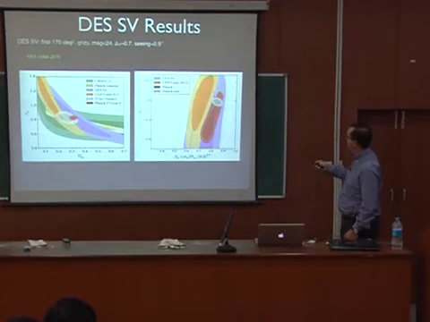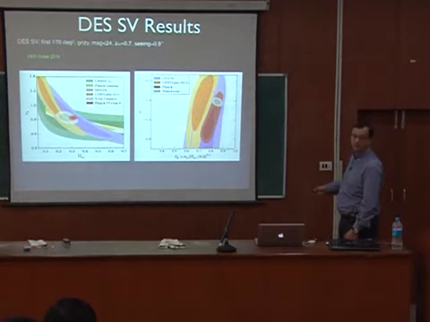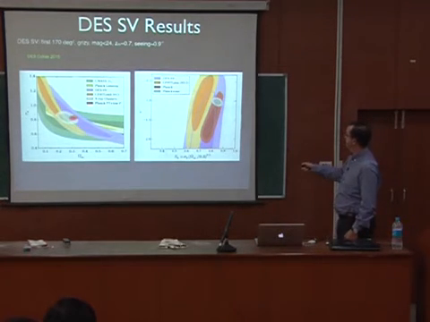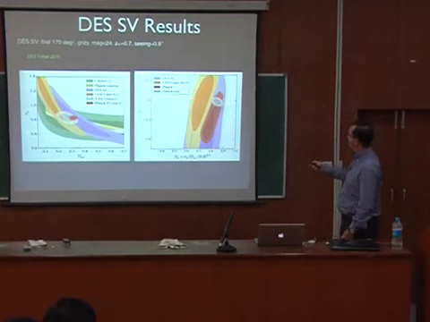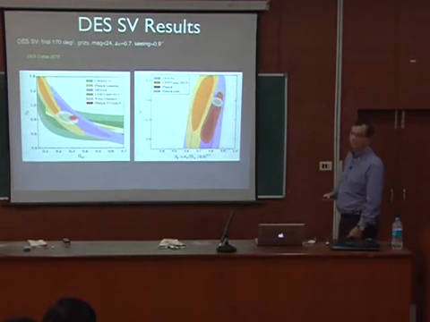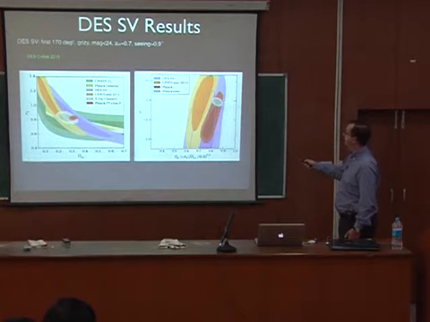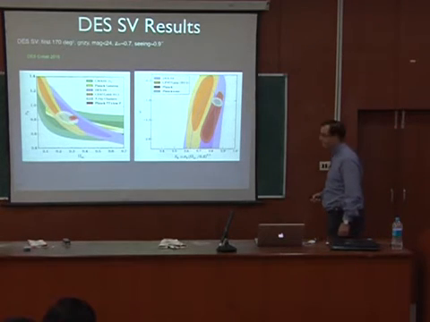Planck is the red, which interestingly is actually centered on W less than -1 when Planck alone is taken. And then when you combine everything, Planck plus all the other data sets, you get the gray contours, which are consistent with -1, with an error of 10% or so. Okay.